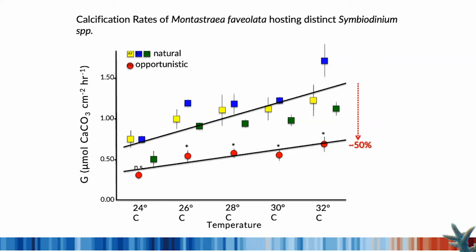And I measured instantaneous rates of calcification over a range of temperatures, because I thought, well, maybe it behaves better at a higher temperature. Turns out it doesn't. Turns out that they calcify on average 50% less if they have that symbiont. So that's a significant trade-off for thermal tolerance, to reduce your calcification levels by that much.